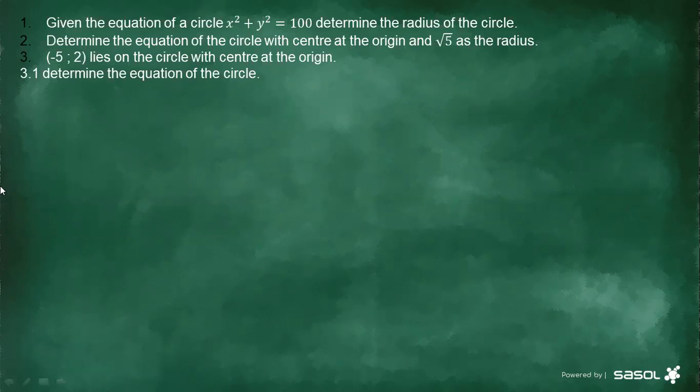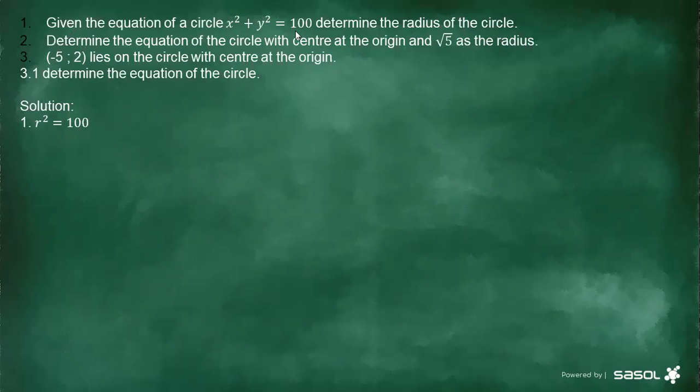All right, let's first deal with these questions and see if we can understand what is needed from us. If a question comes and says, given the equation of a circle, which is x squared plus y squared equals 100, determine the radius of the circle. That is the first question. Now let's see how we determine the radius of that circle if the equation is given.